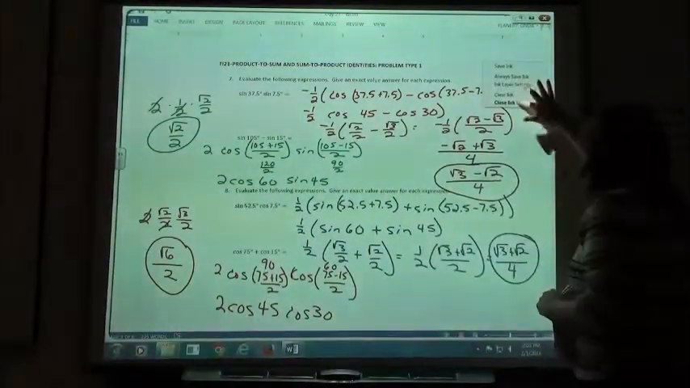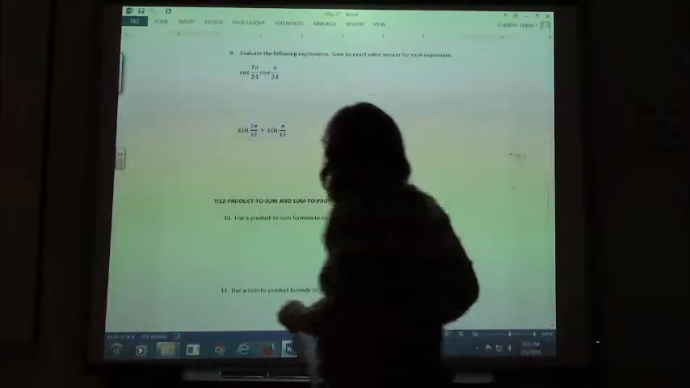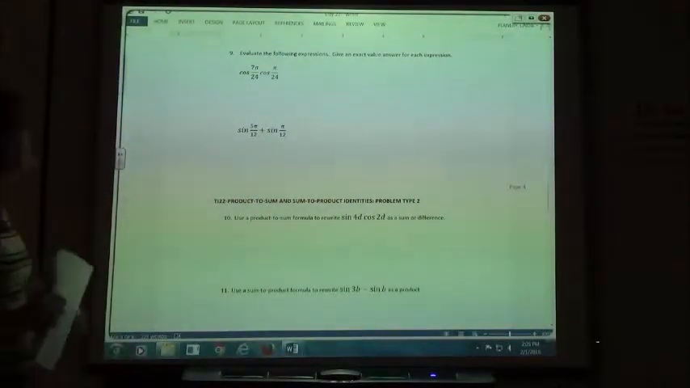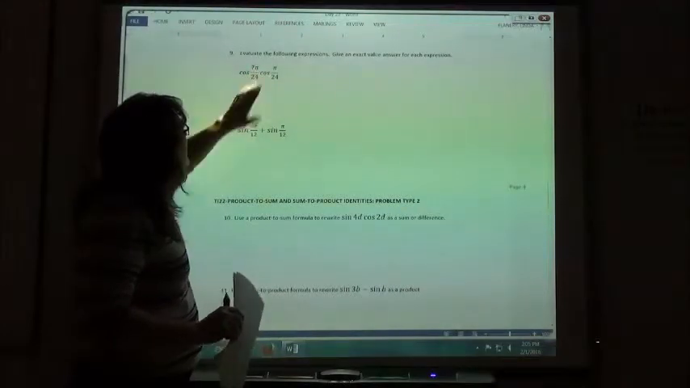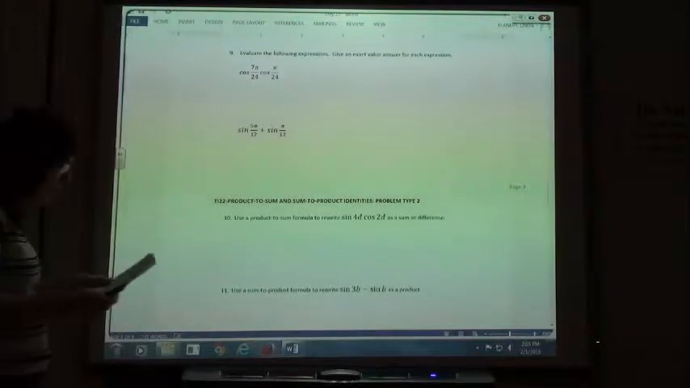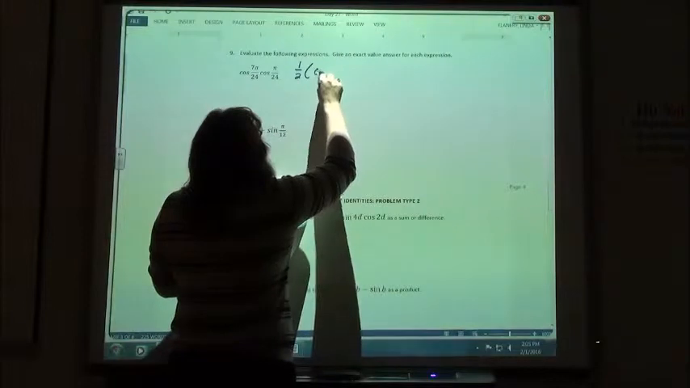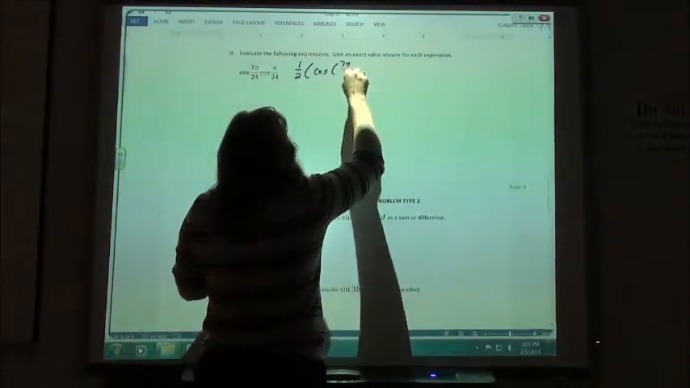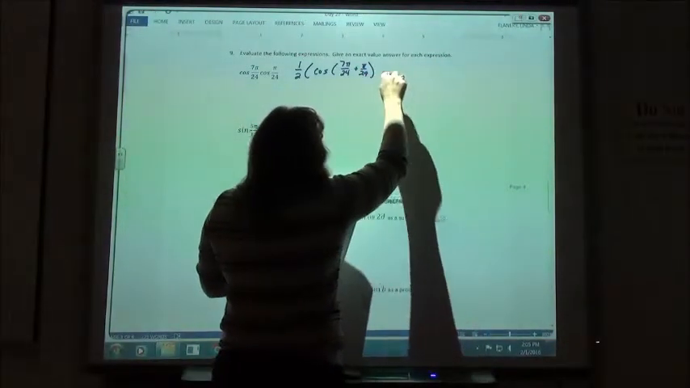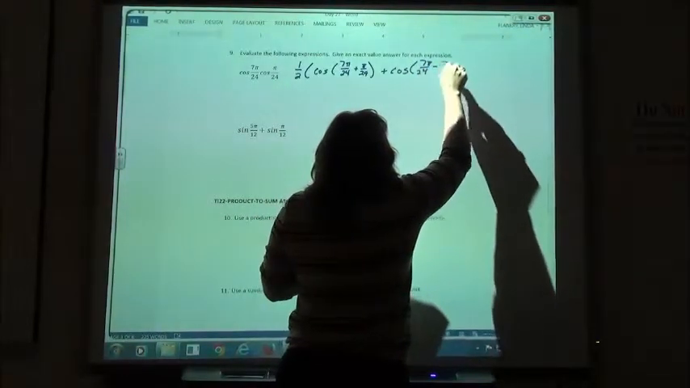And number 9 will be the same kind of thing once I get over there. This one they have in radian measures, but that's okay. I don't like radian measures, but we can work with those. Cosine times the cosine. So you want to look up the formula when you have cosine times the cosine. It tells us we're going to have 1/2 times cosine of 7 pi over 24 plus pi over 24, and then plus the cosine of 7 pi over 24 minus pi over 24.